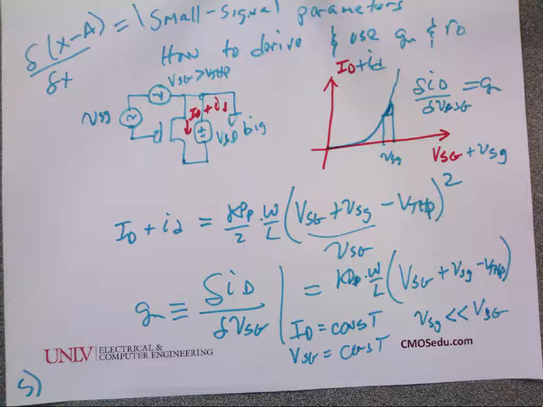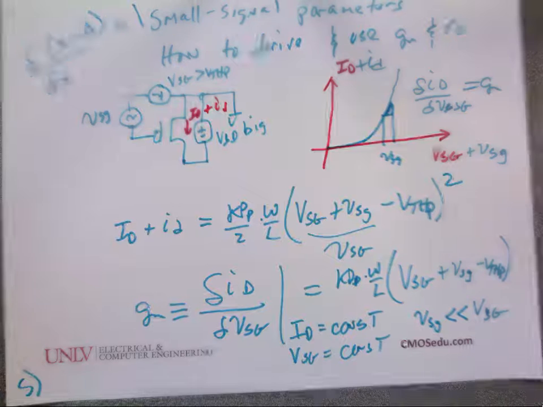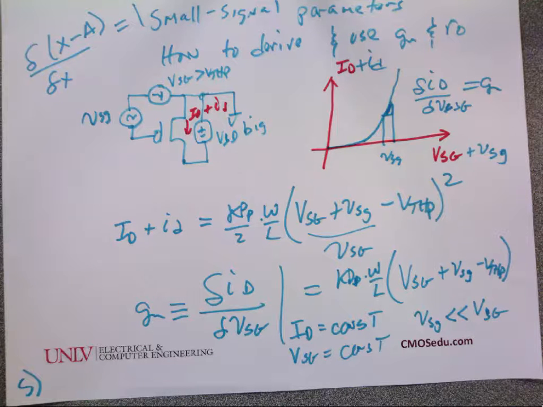Any questions on small signal parameters? Do they make sense? Did they make sense in 320? All right, be honest, that's good. Do they make sense now? Yeah. Okay. You turn the hose on, that's your DC bias, and you wiggle it back and forth and look at how much AC flows.